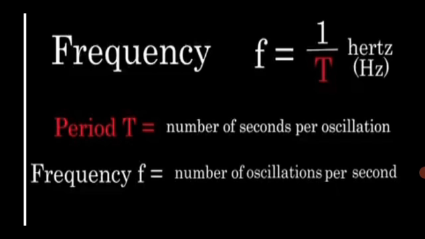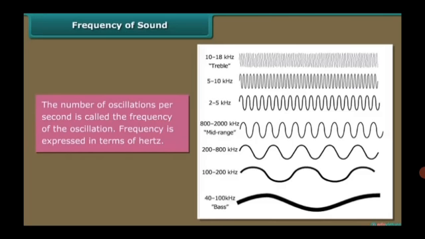Frequency F is equal to 1 upon T. Period T is the number of seconds per oscillation. Frequency F is the number of oscillations per second. The number of oscillations per second is called the frequency of the oscillation. Frequency is expressed in terms of Hertz.